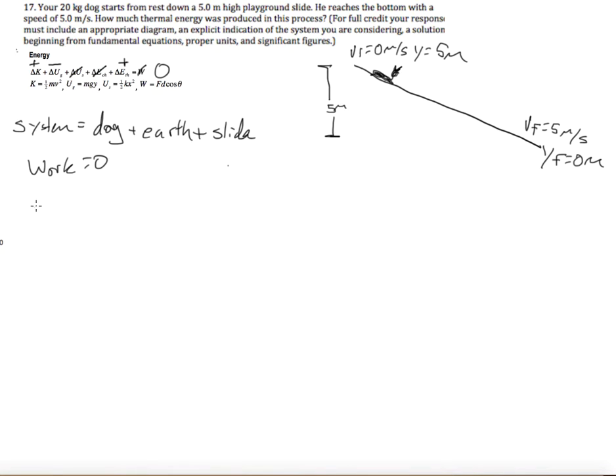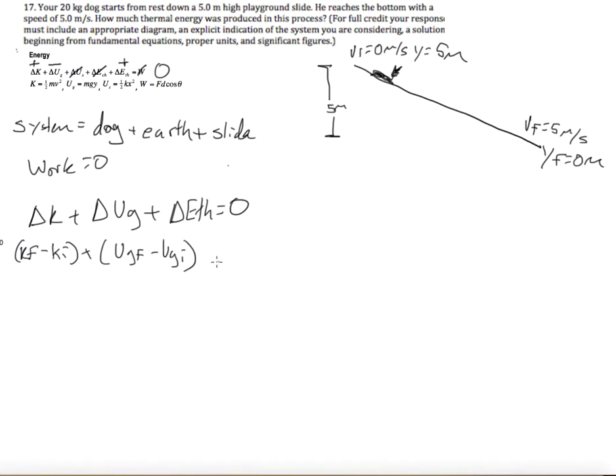So we can set up our expression. Delta K plus delta UG plus delta ETH equals 0. And so that's going to be K final minus K initial plus UG final minus UG initial plus ETH final minus ETH initial. That's going to equal 0.